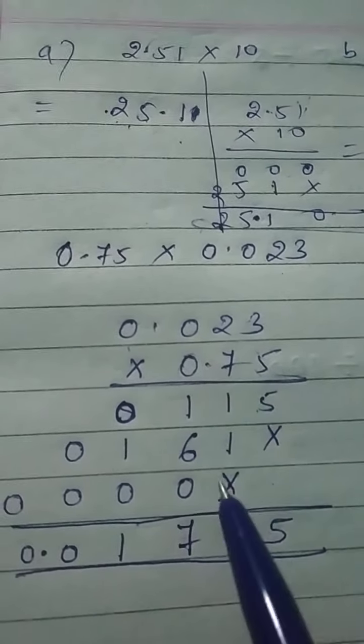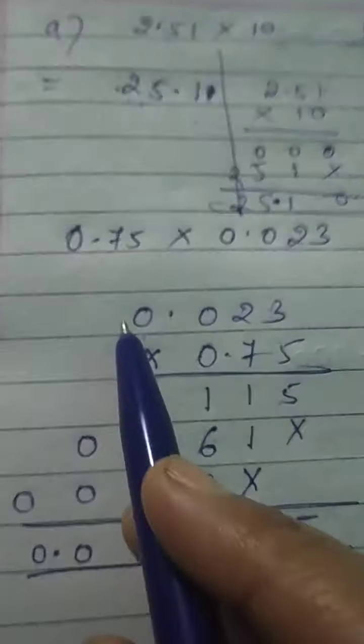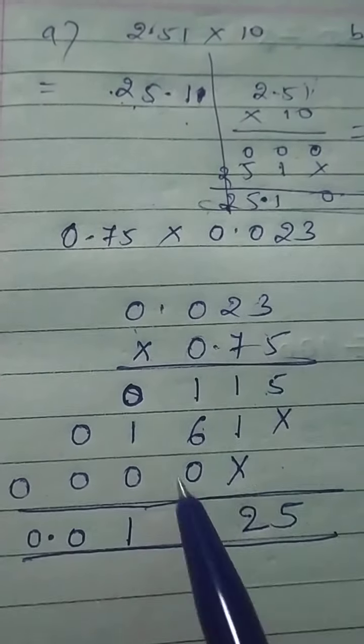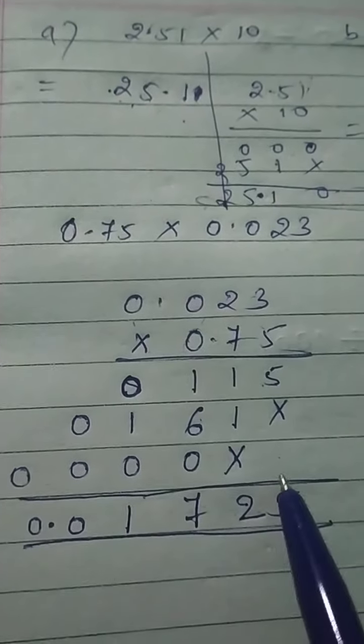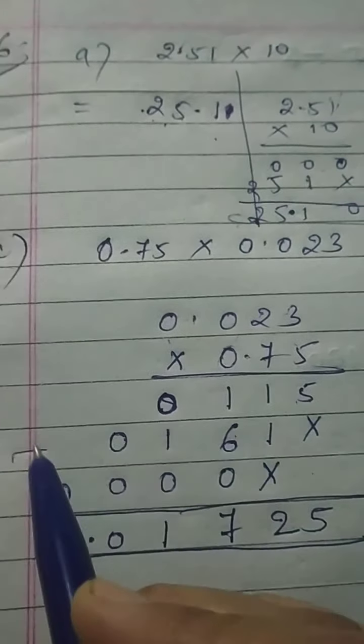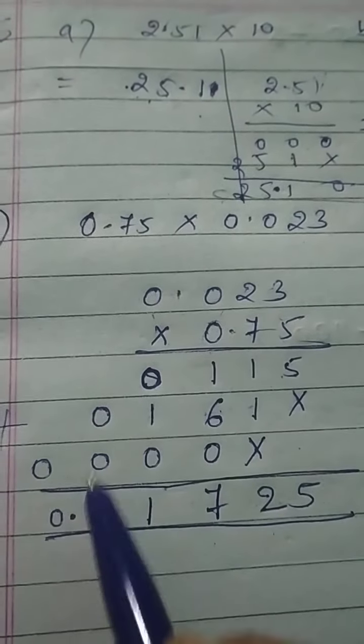Now again, 7 3s are 21, 2 will be carry. 7 2s are 14, 15, 16, carry 1. 7 0s are 0, so 1. Now for the 0 multiplication, all the numbers will be 0. Now I will add it. 5, 1 plus 1 is 2, 6 plus 1 is 7, 1 0 0.